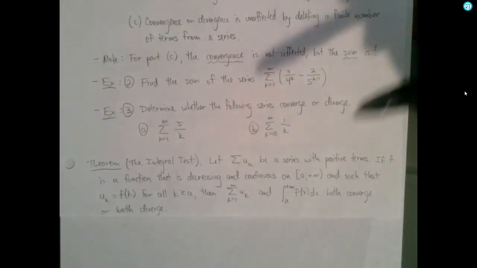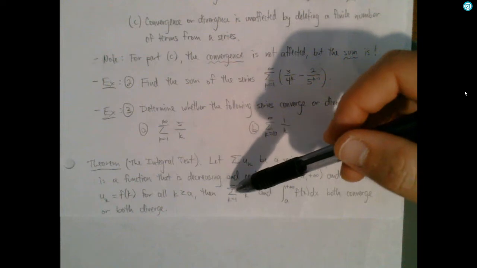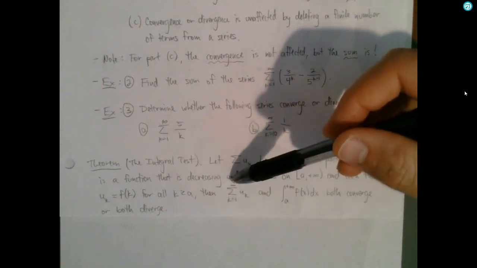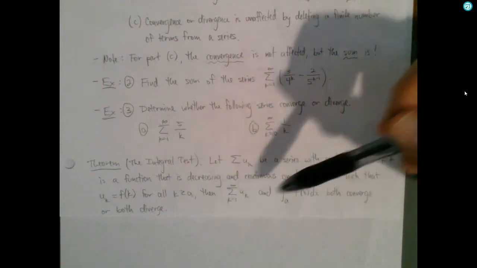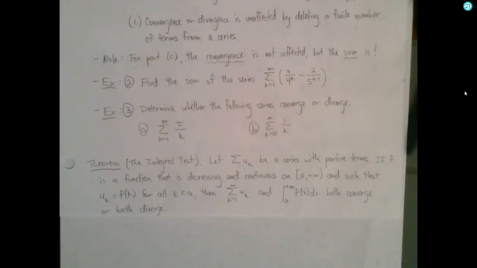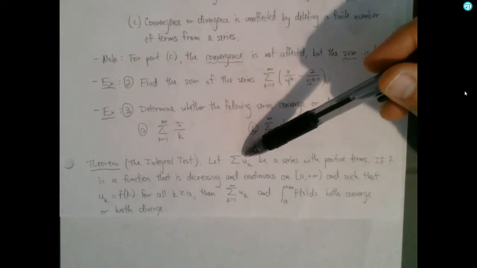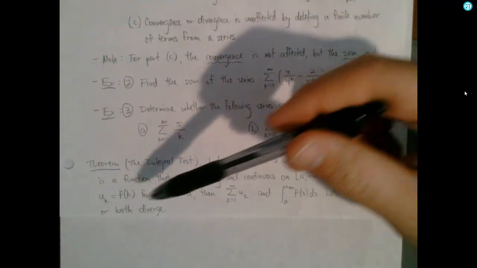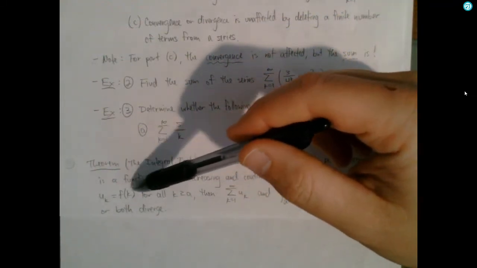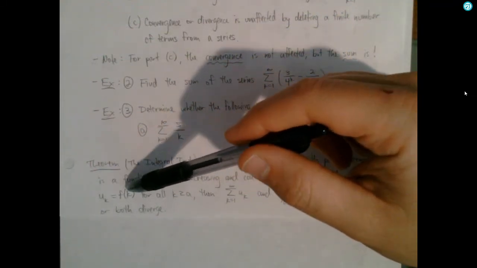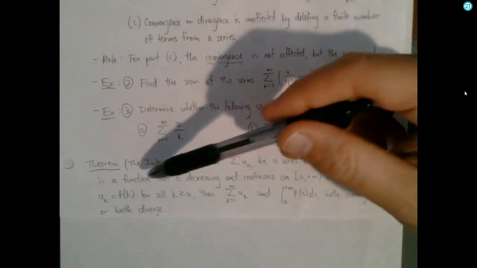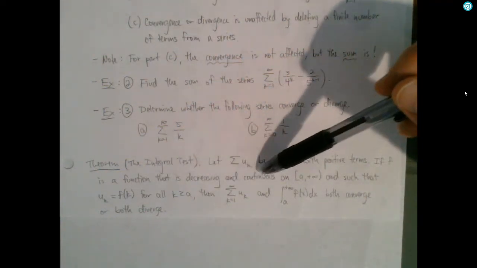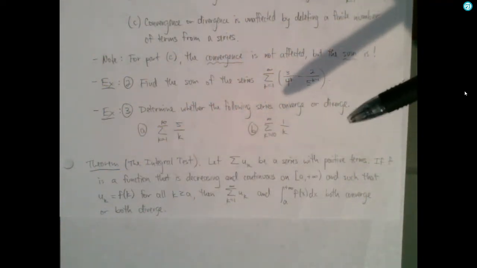So if you want to show that an integral converges, you could show that the series converges. Or if you want to show that a series converges, you can show that the integral converges or diverges, right? But the conditions are the series has to have positive terms and the function that matches the terms of the series has to be a decreasing and continuous function. All right.